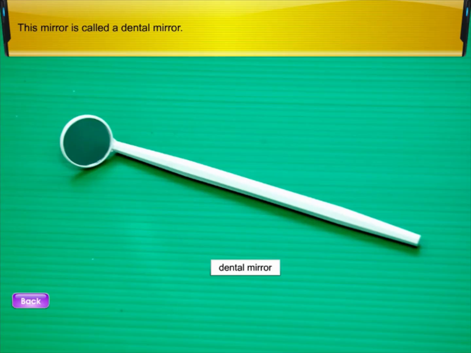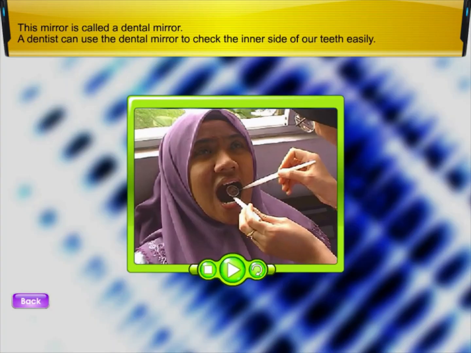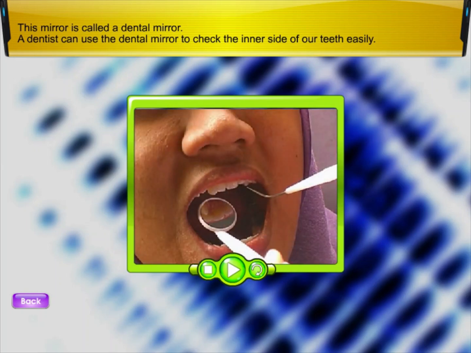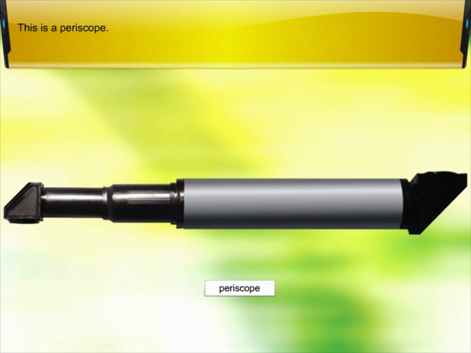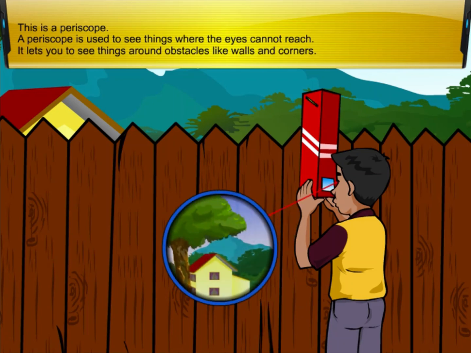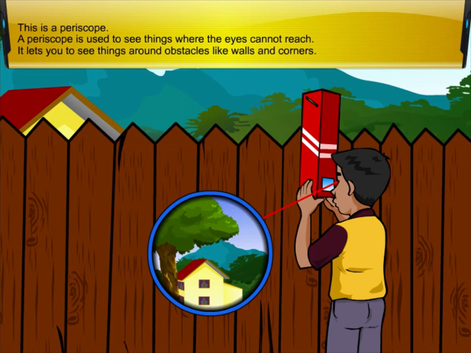This mirror is called a dental mirror. A dentist can use the dental mirror to check the inner side of our teeth easily. This is a periscope. A periscope is used to see things where the eyes cannot reach. It lets you see things around obstacles like walls and corners.